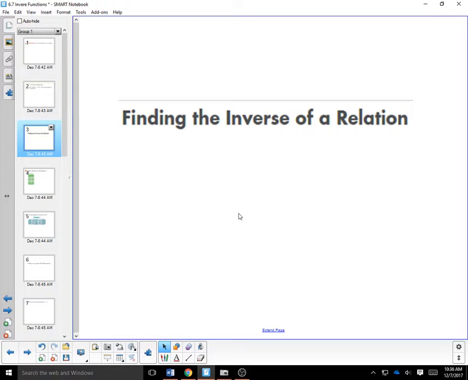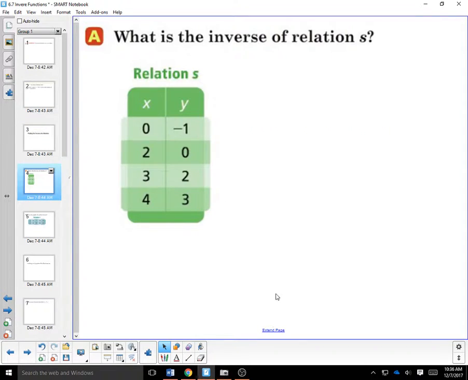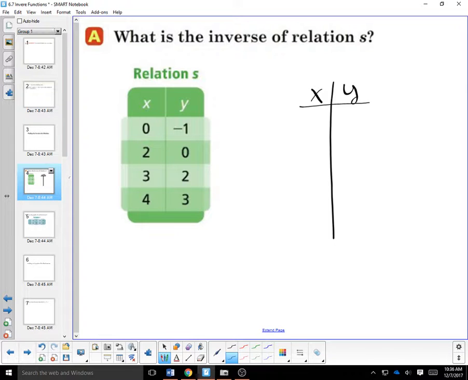So finding the inverse of a relation. I've got a relation up here. This is called relation S. In its domain, it has 0, 2, 3, 4. In the corresponding range, it's got negative 1, 0, 2, 3. I want to find the inverse of this relation S. I'm going to denote it as x, y's, and it's going to look like this. Negative 1, 0, 0, 2, 2, 3, 3, 4. And there is the inverse of that relation.